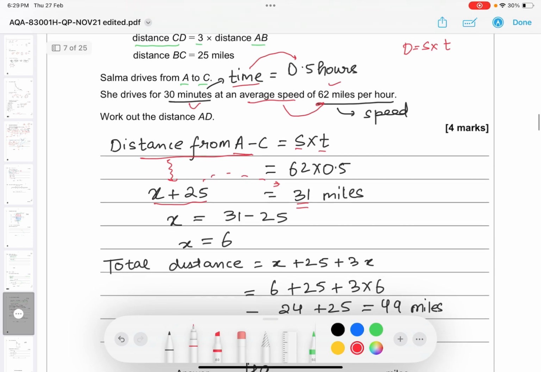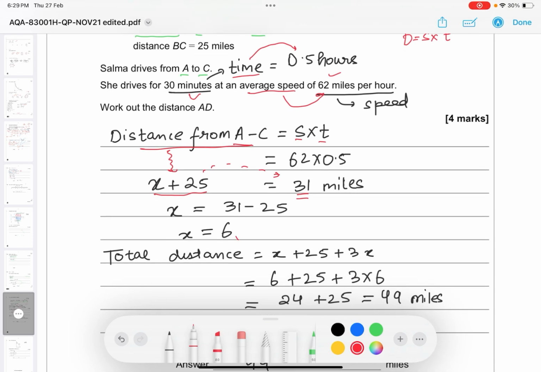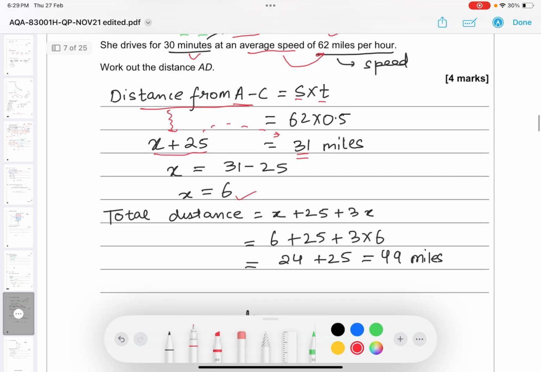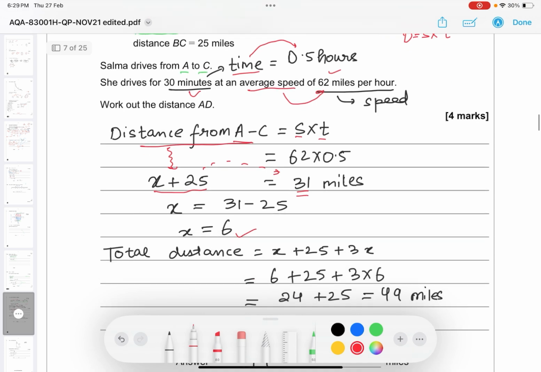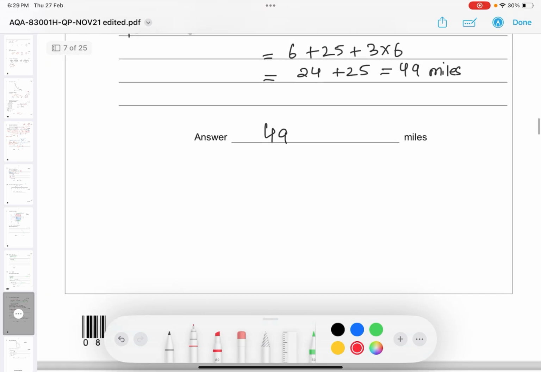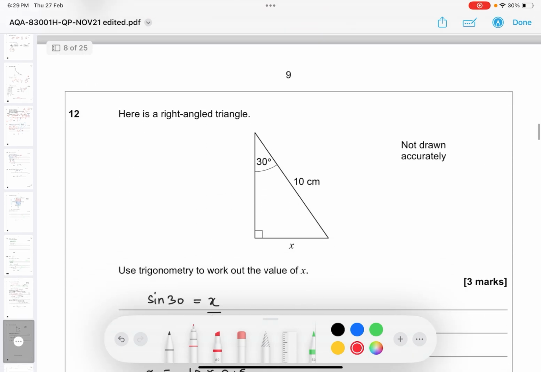It will go in subtraction. We will get the value of x as 6. Now, if we got the value of x, total distance would be 6 plus 25 plus 3 times 6. And you can do it and your answer would be 49. Let us move on to the next question.